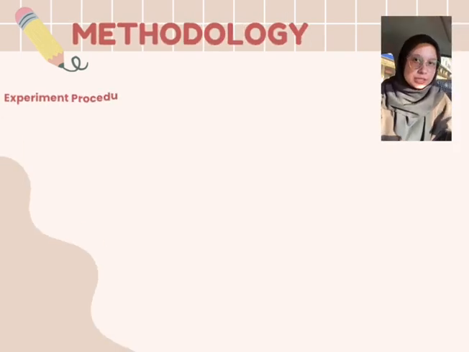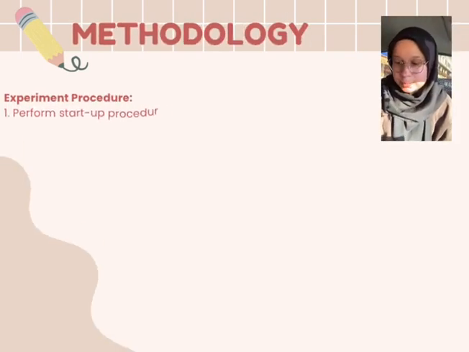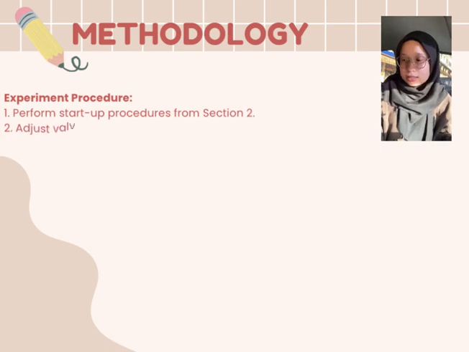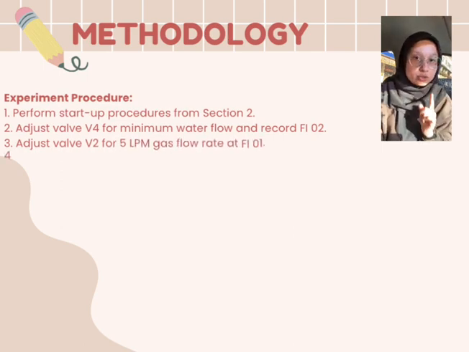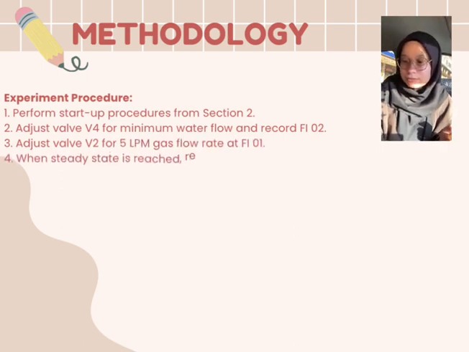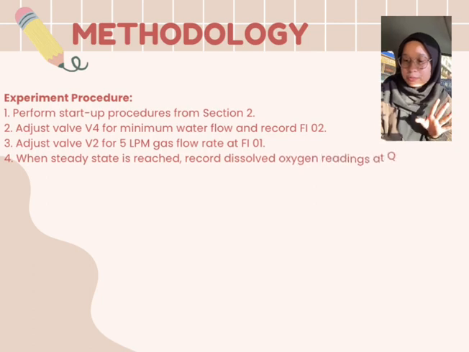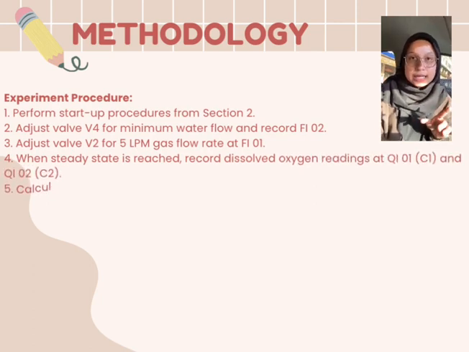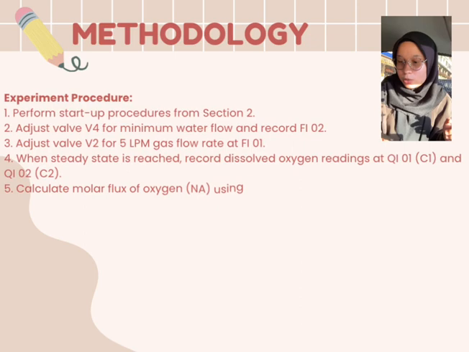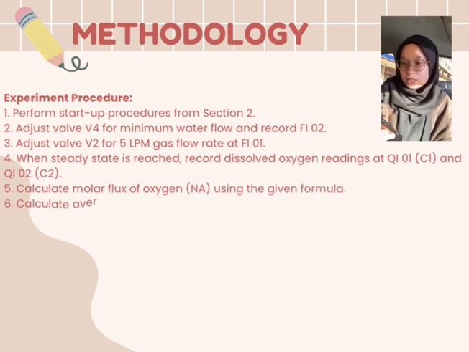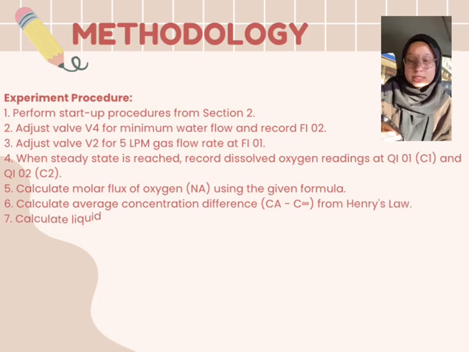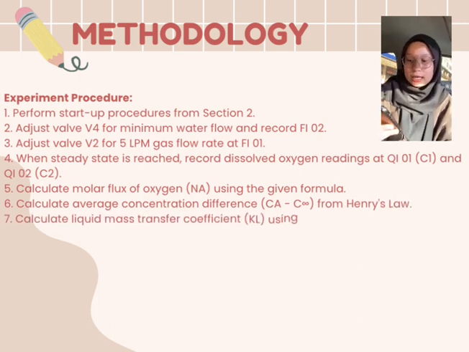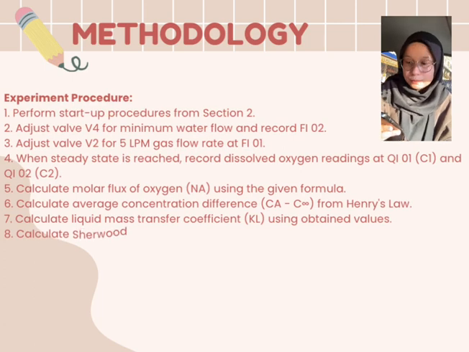For the experimental procedure, perform the startup procedure from section 2. Adjust valve V4 for minimum water flow and record FI02. Adjust valve V2 for 5 lpm gas flow rate at FI01. When steady state is reached, record dissolved oxygen readings at QI01, which is C1, and QI02, which is C2.